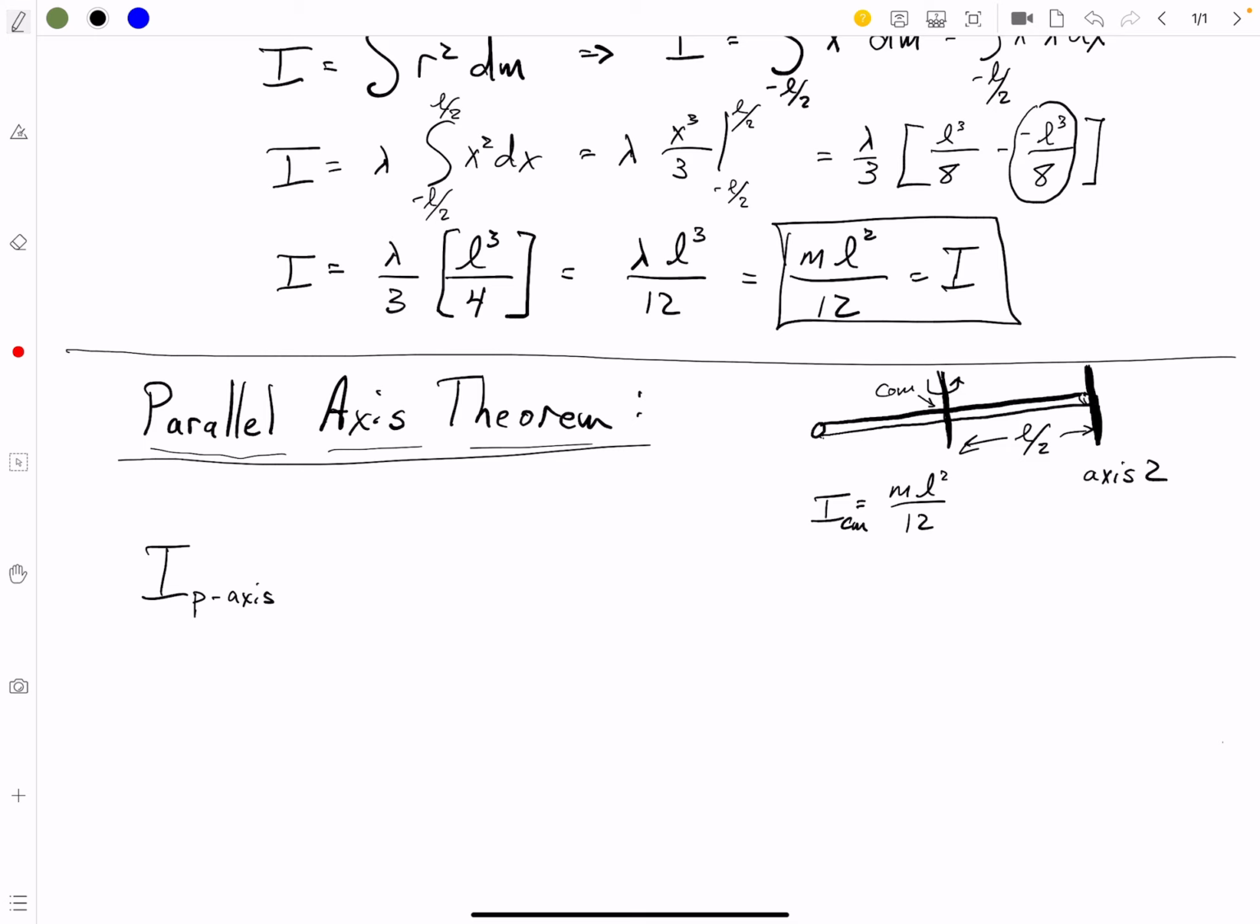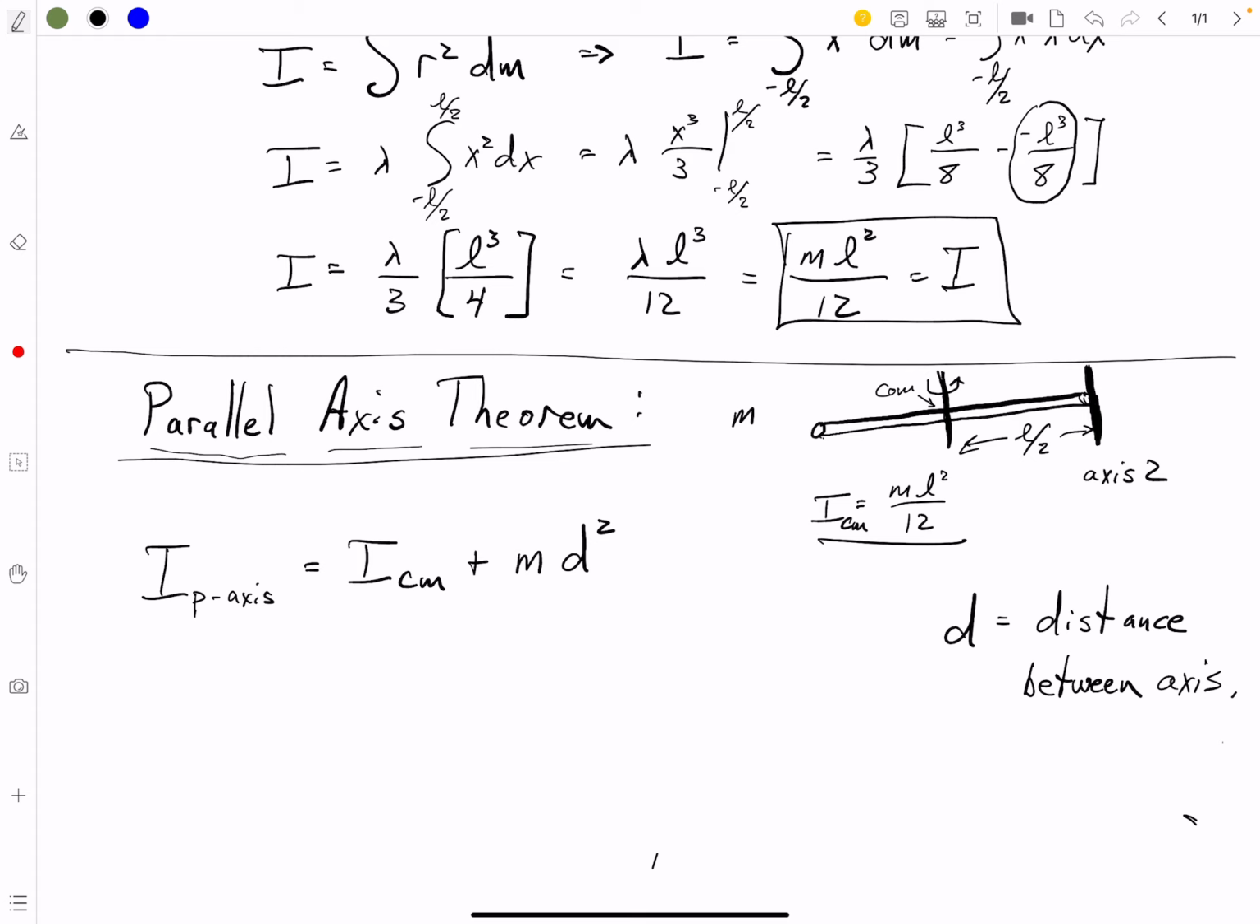and then we say, well, that equals the center of mass moment of inertia, which we just figured out, plus the mass of the object, whatever the whole mass of the object is, which is known, times the distance squared, and that d squared is the distance between the two axes. So d equals distance between axes. Okay?